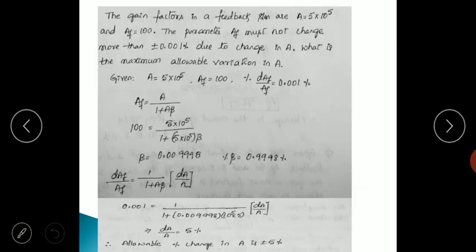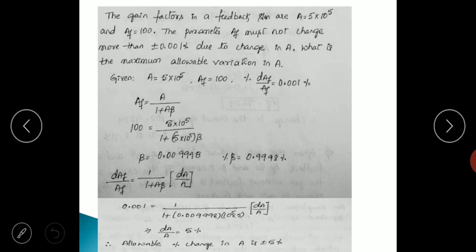Right. Then there is the next example. Again, it is a similar example. The gain factors in a feedback amplifier are A equal to 5 into 10 to the power 5 and AF equal to 1000. That is, open loop gain is 5 into 10 to the power 5 and closed loop gain, or gain with feedback, is 1000. The parameter AF must not change more than plus or minus 0.001%. It should not change more than 0.001% due to change in A. What is the maximum allowable variation in A?